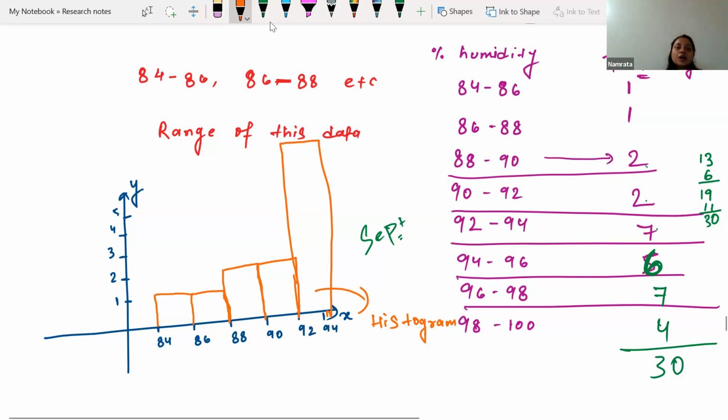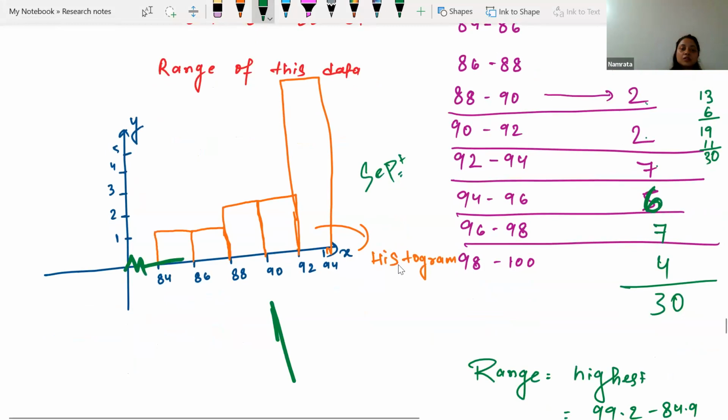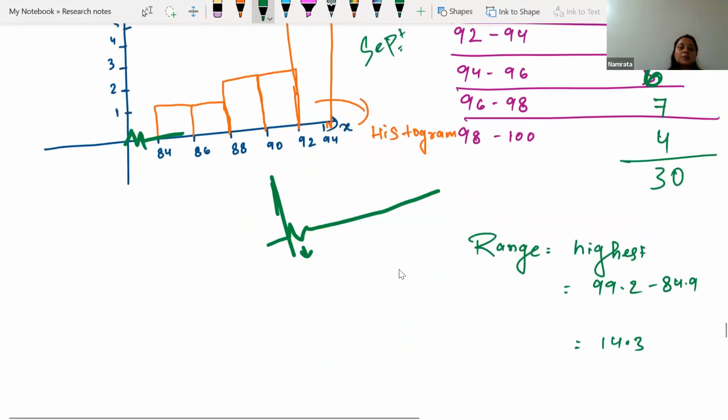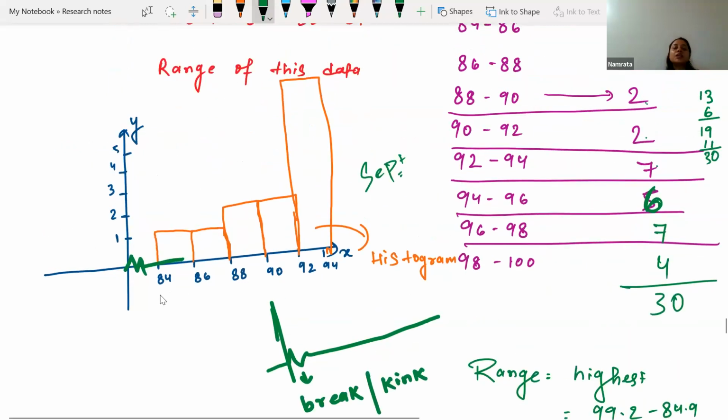Whenever we have a histogram, it will always start with a kink over here. Whenever we plot the x-axis, there will be a kink or break over here. It will go like that, and then start like that. Why are we giving this break or kink? Because here the data is not starting from 0. Here, if you see, it is directly starting from 84.